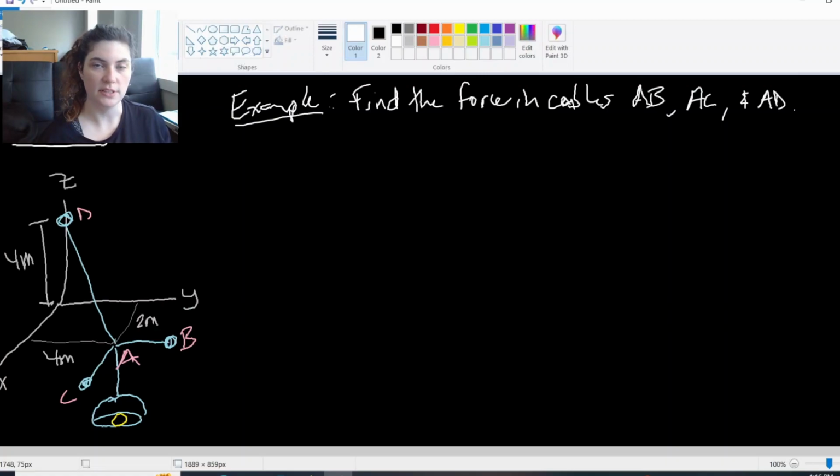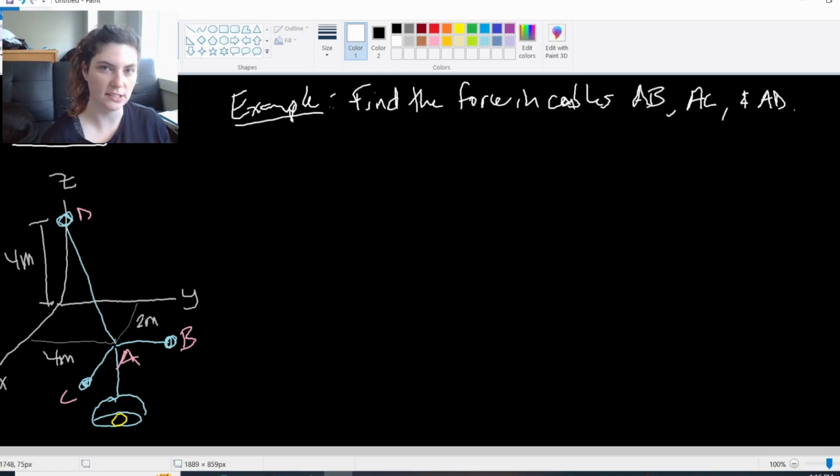Let's look at a couple of examples of using equilibrium in 3D. So this is using our three equilibrium equations. The sum of forces in the x direction equals 0, sum of forces in the y direction equals 0, and sum of forces in the z direction equals 0. That's what we're talking about in our equilibrium here. Those are our main equilibrium equations for now.